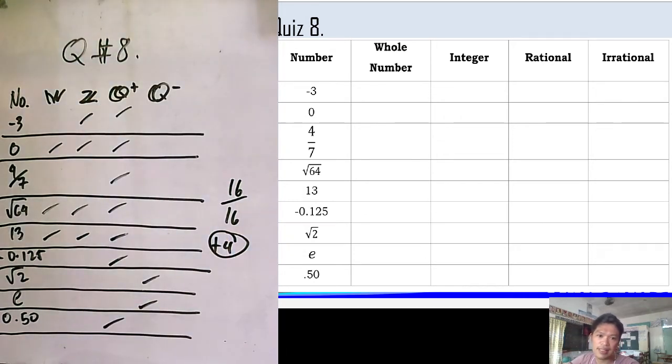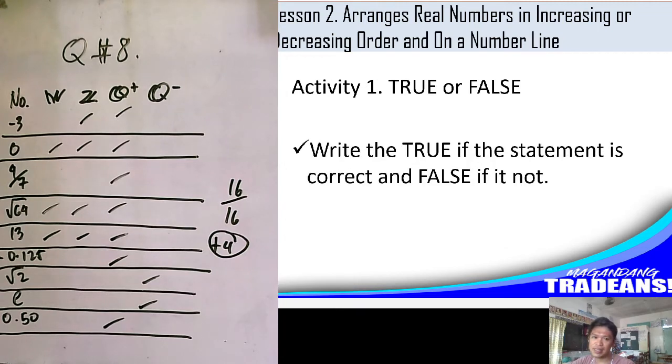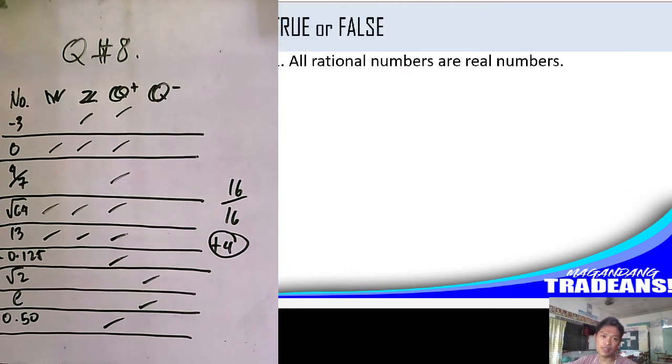Okay, so let's go now to the next lesson of module number 6. Lesson number 2, we are going to arrange real numbers in increasing or decreasing order and on a number line. So, activity number 1, true or false muna tayo. Write true if the statement is correct and false if it is not. Write your answer in a piece of paper. So, sasagutan nyo po ito. It is part of your portfolio notebook. Okay, true or false? All rational numbers are real numbers.